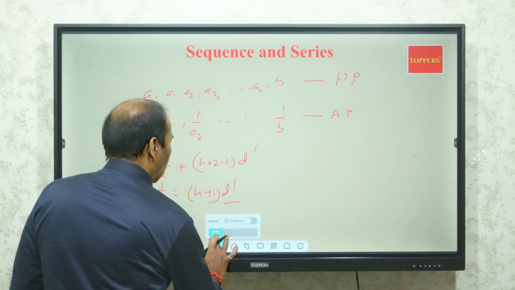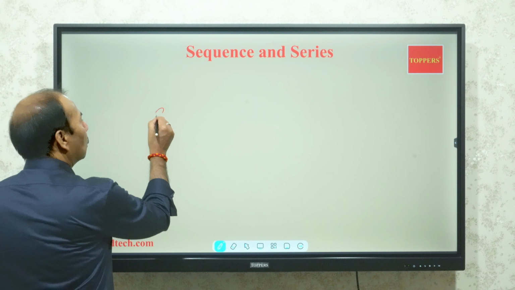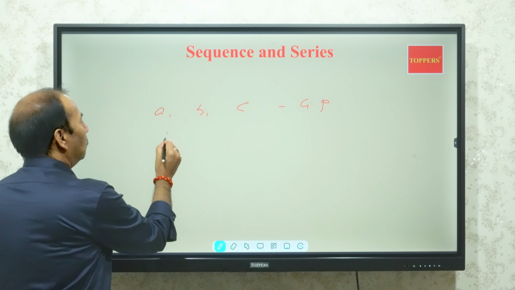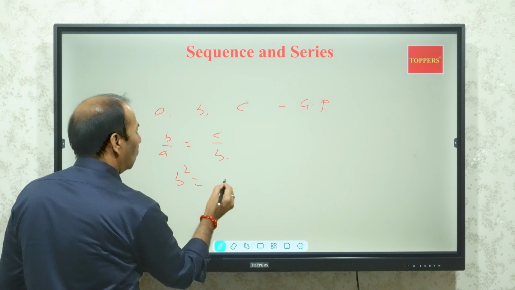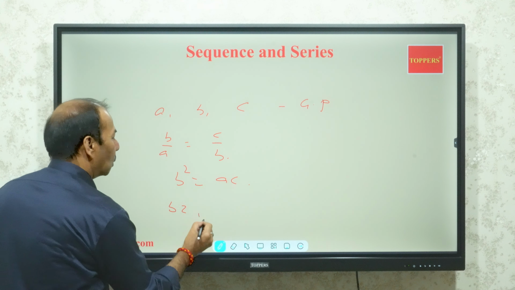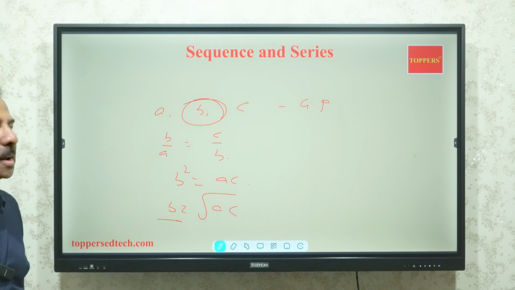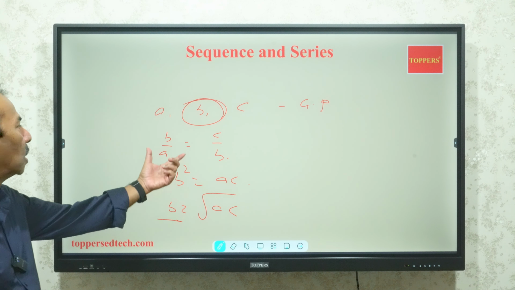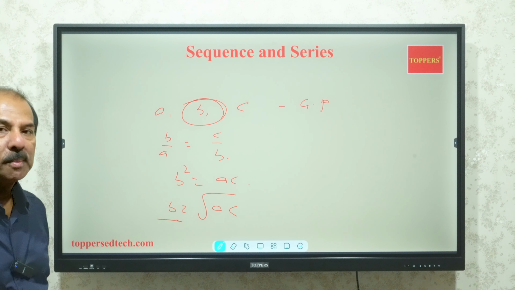Similarly, now as we have seen, arithmetic mean between two terms, that was what? B is equal to a plus c by 2. So similarly if you consider a, b, c, and this is in geometric progression, then b by a is equal to what? C by b, and that gives you b square is equal to ac. So from here b is equal to square root of ac. So b is the geometric mean between the two terms a and c. Because here the ratio is same, that's why we get this square root sign. So b is equal to square root of ac.